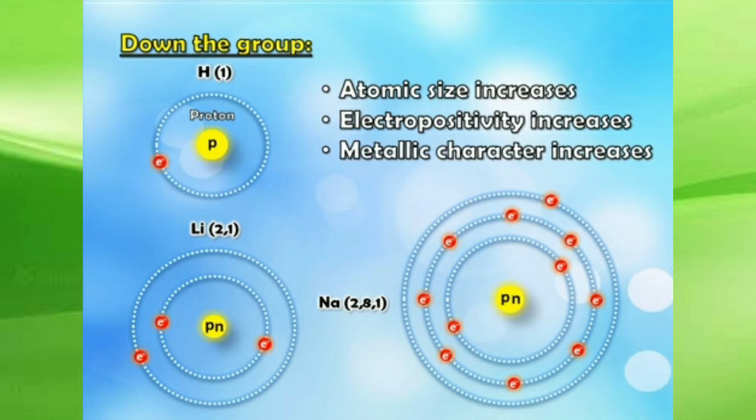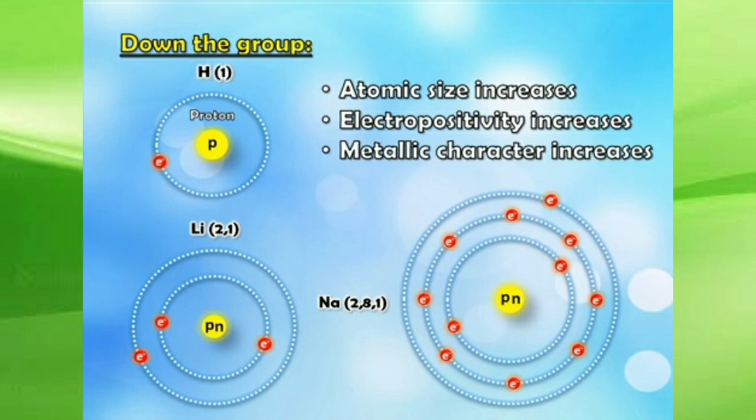Then if we observe down the group, what is happening? Atomic size increases. Now look here, hydrogen has 1 electron in its outermost shell. Lithium, 2, 1 is the electronic configuration. The outermost shell has only 1 electron. Sodium, electronic configuration is 2, 8, 1. So again here it has 1 electron in the outermost shell. So the nuclear charge is less, right?